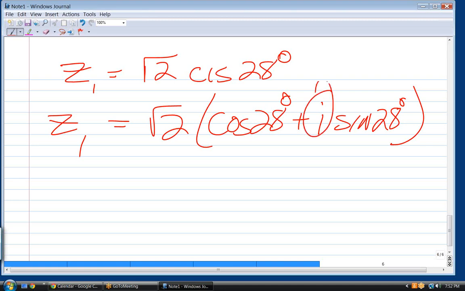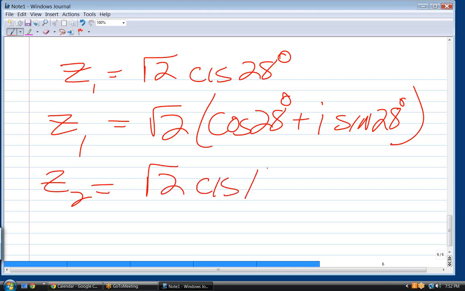The key is there's an I there. That's what makes it a complex number. Okay, so if Z1 equals root 2 CIS 28 degrees and Z2 equals negative 3 CIS 144 degrees, then Z1, Z2 is approximately, and then there's the multiple choice.